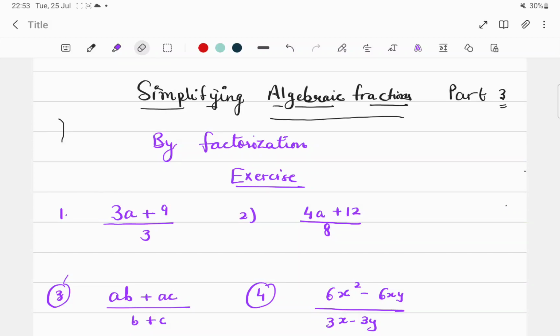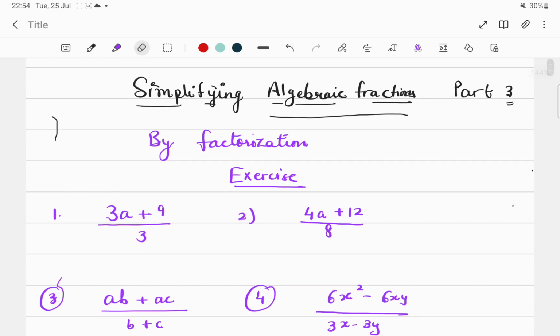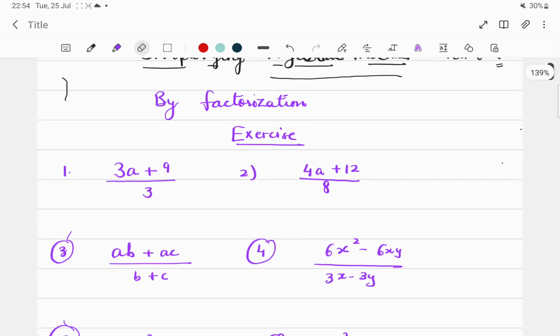Hello everyone, this is our third video in the series on algebraic fractions, and in this video I'm going to explain the process of simplification of algebraic fractions with the help of factorization. In the previous two videos, we were given the factors already and we were just solving them.